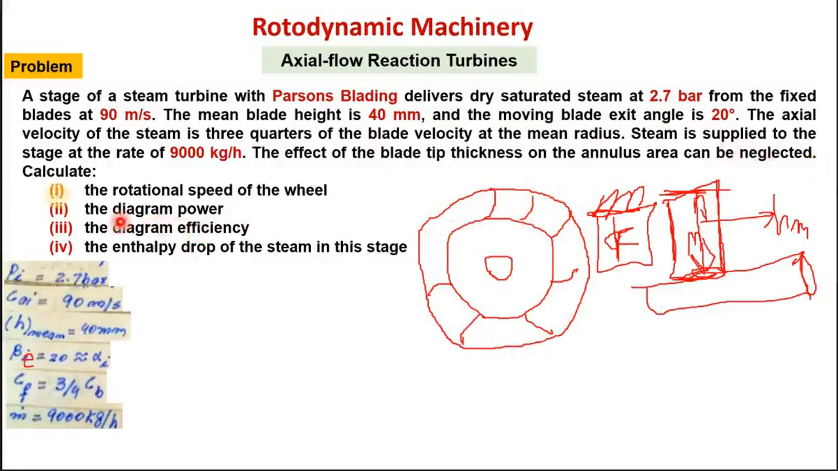So this is the given data based on which we need to now determine the rotational speed of the wheel, means n, with which it is rotating, the diagram power, the diagram efficiency, and the last part is to find out the enthalpy drop of the steam in this stage. Stage here again means both fixed and moving blades. One row of fixed and one row of moving blades makes one stage of a reaction turbine.